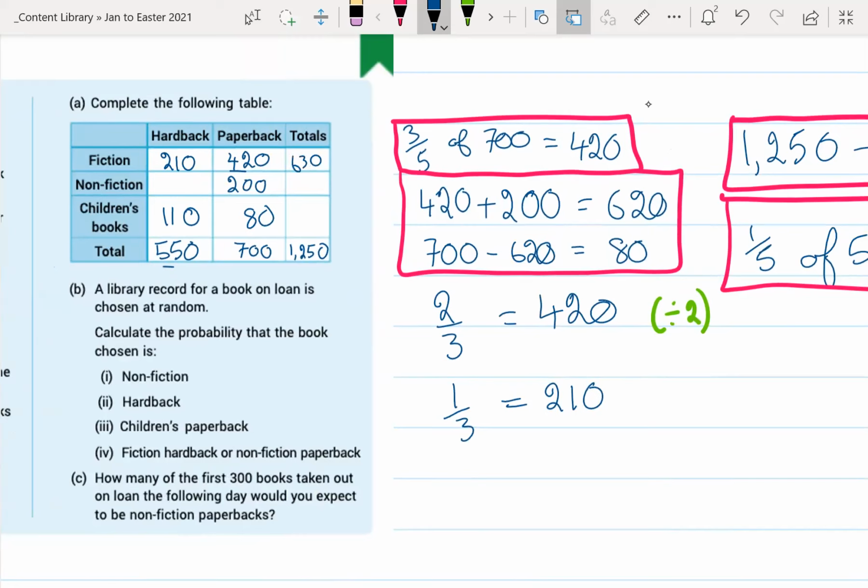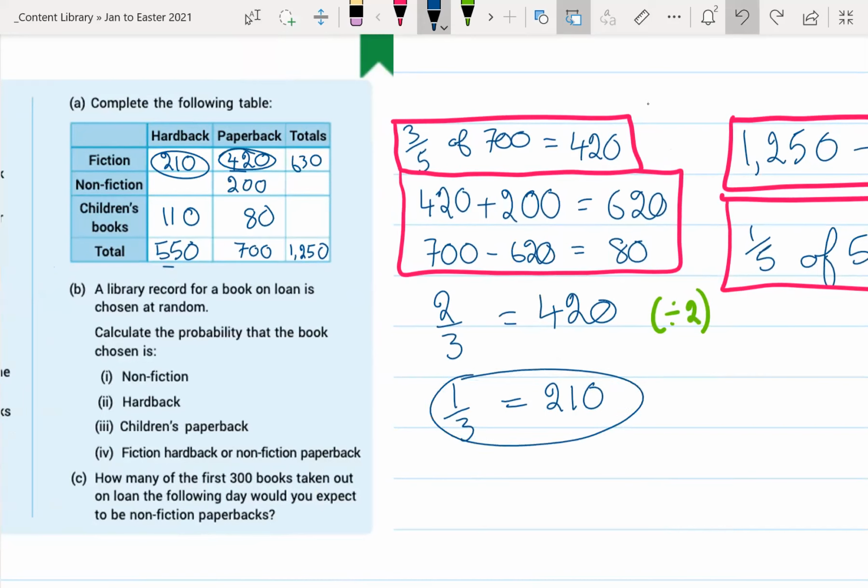630, okay? Because they're telling us that that's 2/3. Then this must be 1/3, which we calculated down here. And when you add this number and this number together, we get 630, which is the total. Now we just have a few more to fill in.